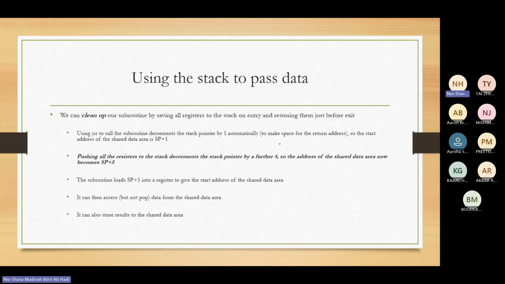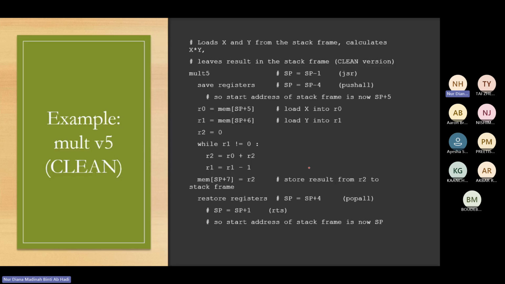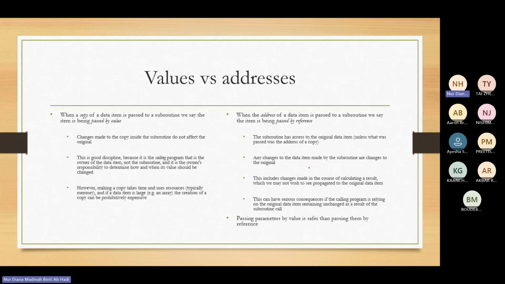So your subroutine will load your SP plus 5 into your register to give the start address of your shared data area. Only then can it access, but not pop, your data from the shared data area, and it can be used to store your results in the shared data area. Okay, so this is the clean subroutine algorithm. So this will be the code.